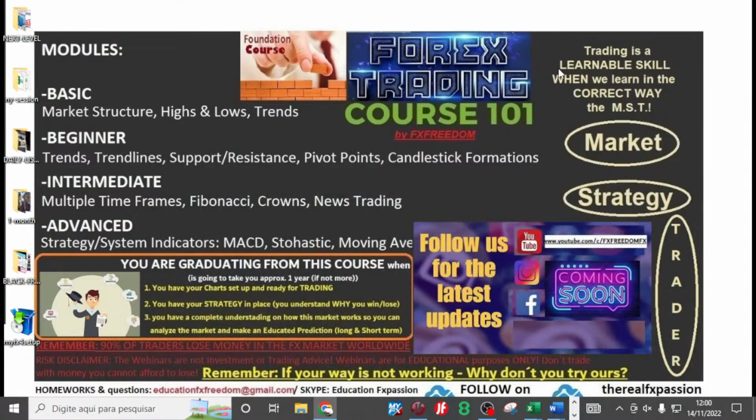Remember, trading is a learnable skill when we learn in the correct way the three pillars. The MST, right? Sounds like a bad syndrome, but it's really not. M stands for the market, and we're trying to learn about the market with the basic module, beginner module, intermediate module. Pillar number 2 is the strategy. We talked a lot about how to form a strategy. We shared some strategies with you from other traders. I shared my strategy, everybody. And the big one is the trader. We will talk about the trader more in Forex course 202.